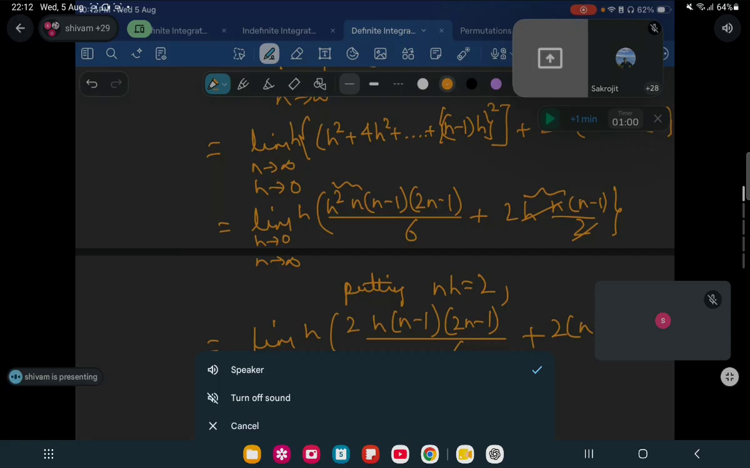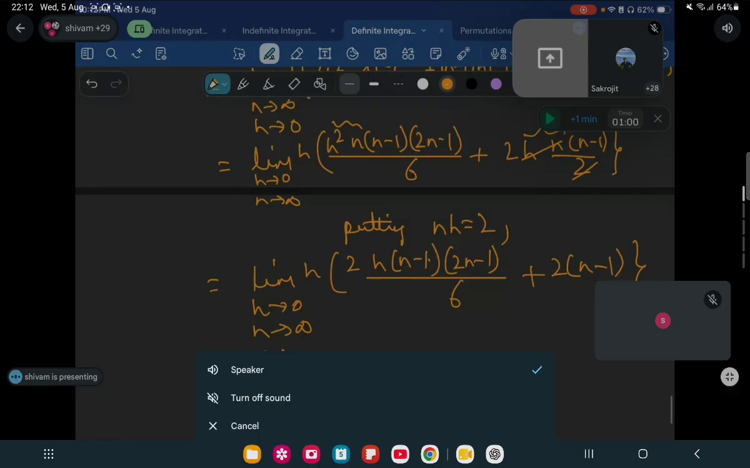Okay, pay attention. So again, see nh minus h. So this will become limit h tends to 0, n tends to infinity. Okay, h multiplied by this nh minus h. So this time, 2 times 3. Okay, what do we get? We'll get nh minus h. nh will become 2. So 2 minus h into (2n minus 1) by 3, plus 2 into (n minus 1).